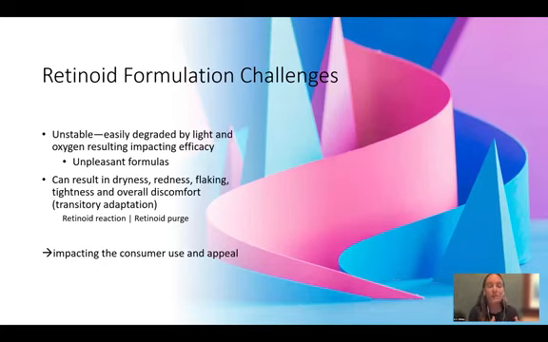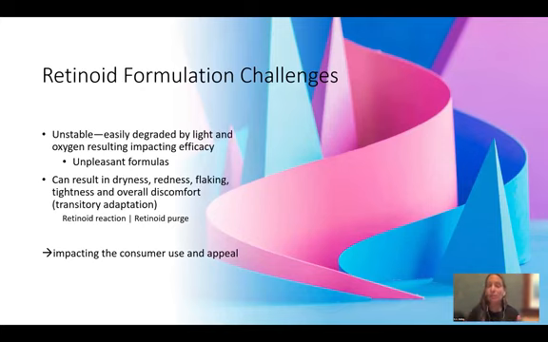The other thing I mentioned before is that when you use retinoids, especially your retinol, your retinal, and your retinoic acid, right? You can get these retinoid reactions or the retinoid purge. And this can result in dryness, redness, flaking, tightness, and just overall discomfort of the skin, right?